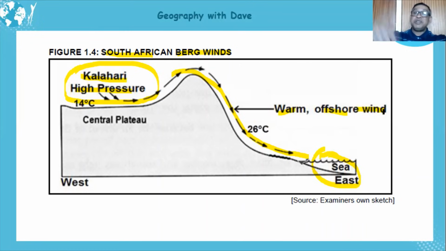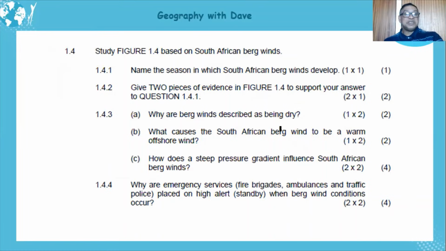So everything starts going through your head. As it comes down, there's adiabatic heating. Moisture gets evaporated, and therefore it comes down as a warm, dry wind. Can you see it from the central plateau where it's 14 degrees Celsius, and look at the temperature here. You see what I'm doing? I'm learning to use the resources. And examiners give you enough little tips on your little resources that you can use. So let's look at the questions.